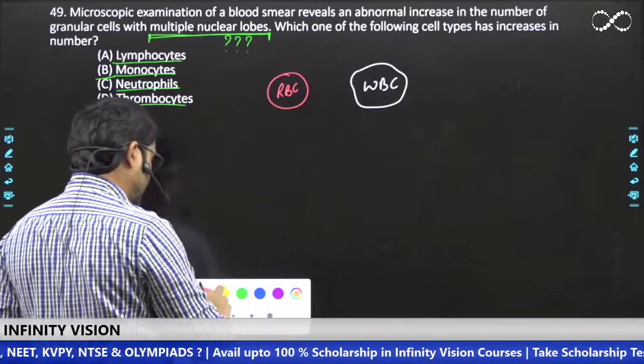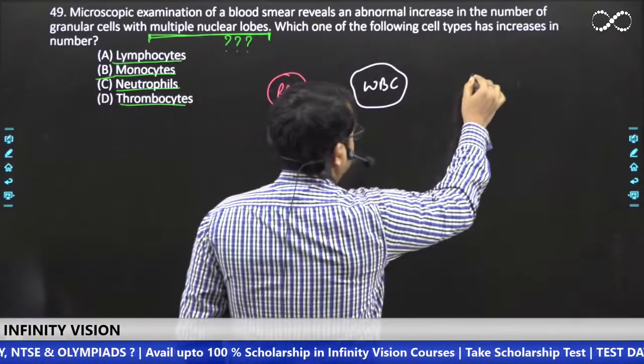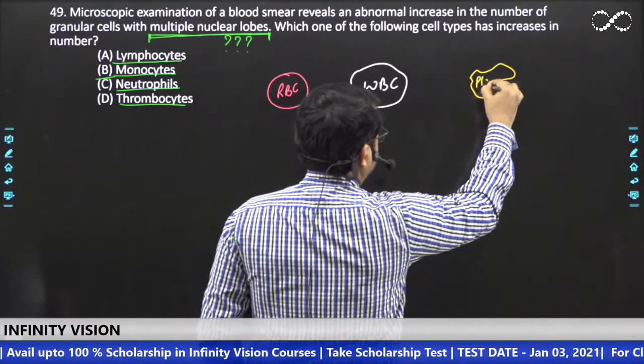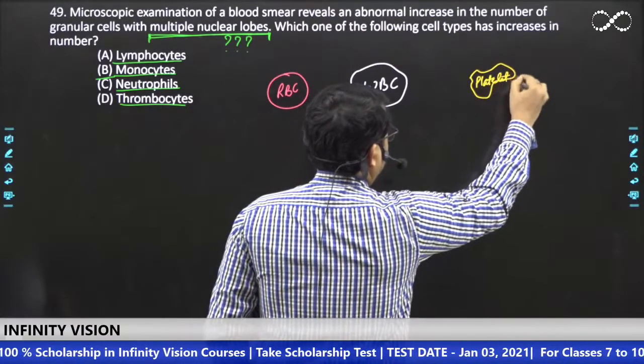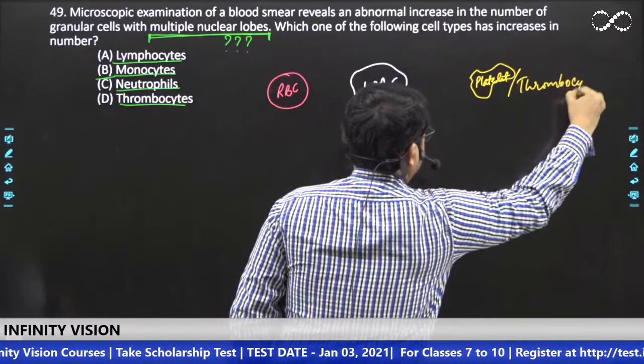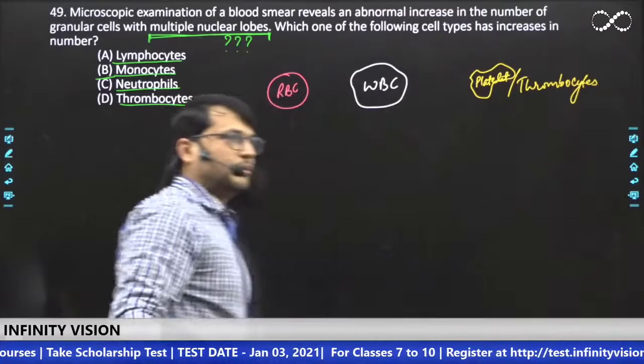And there is a third cell, which is irregular. This is called platelet. Or we also call it thrombocytes. Right? We all know it?